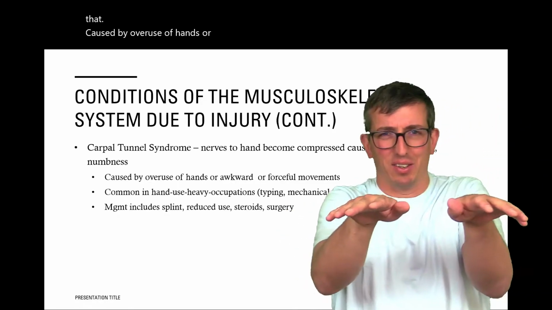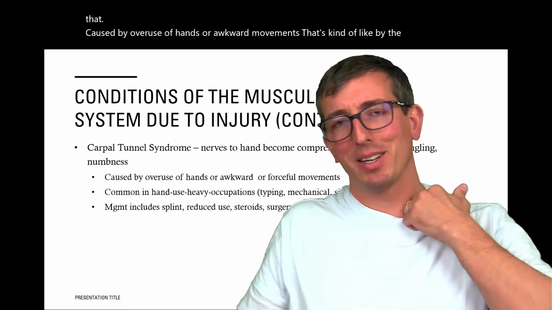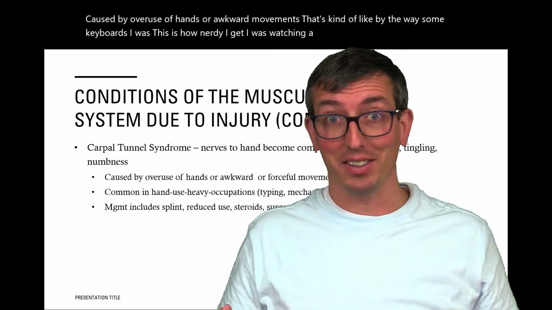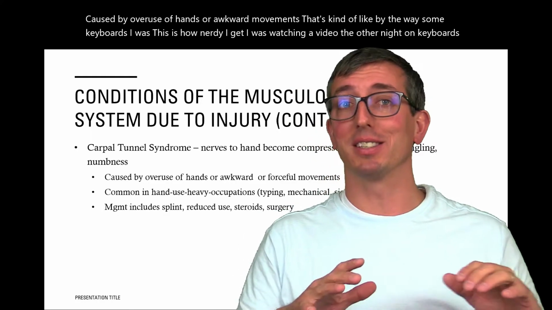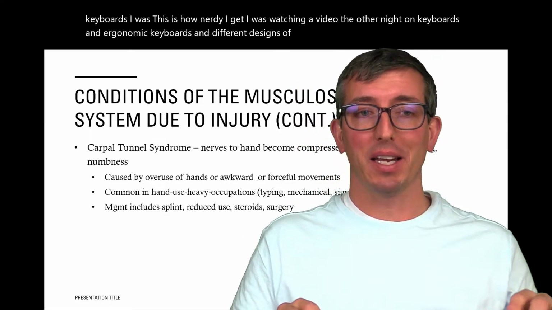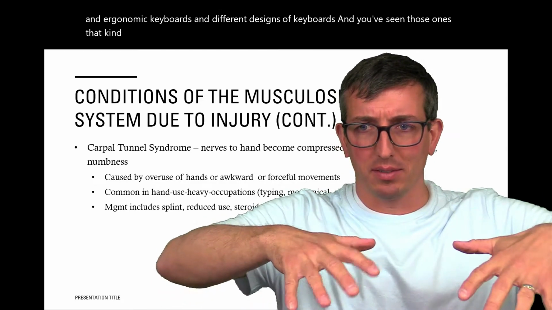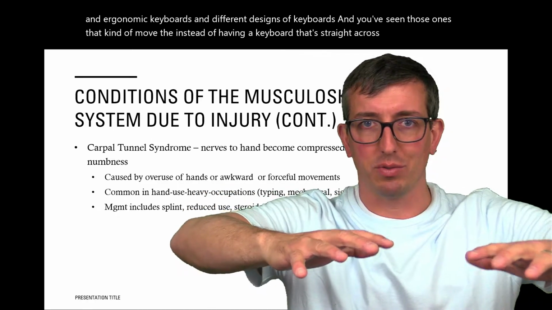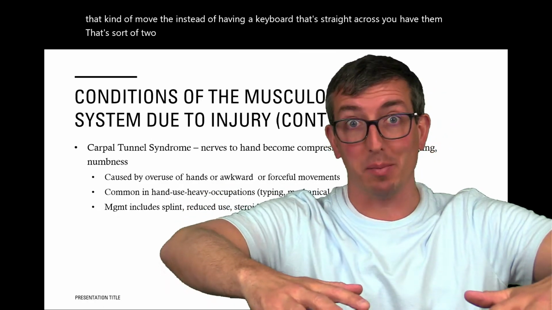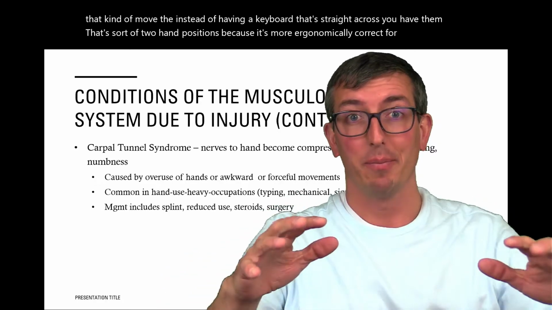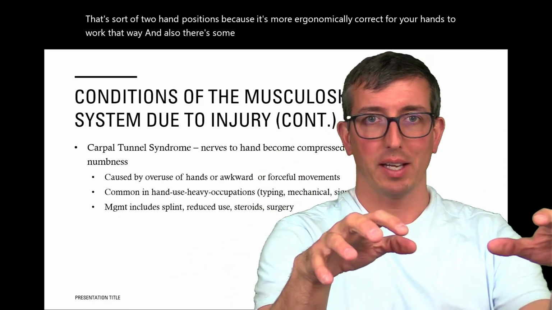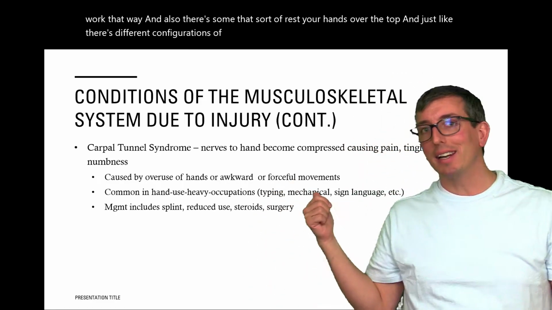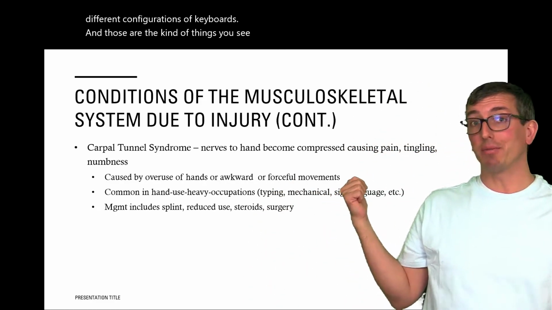That's kind of like, by the way, some keyboards, this is how nerdy I get. I was watching a video the other night on keyboards and ergonomic keyboards and different designs of keyboards. And you've seen those ones that are split instead of straight across, with two hand positions because it's more ergonomically correct for your hands to work that way. And there are also some that rest your hands over the top, different configurations of keyboards. And those are the kind of things you see as a result of trying to avoid carpal tunnel syndrome.